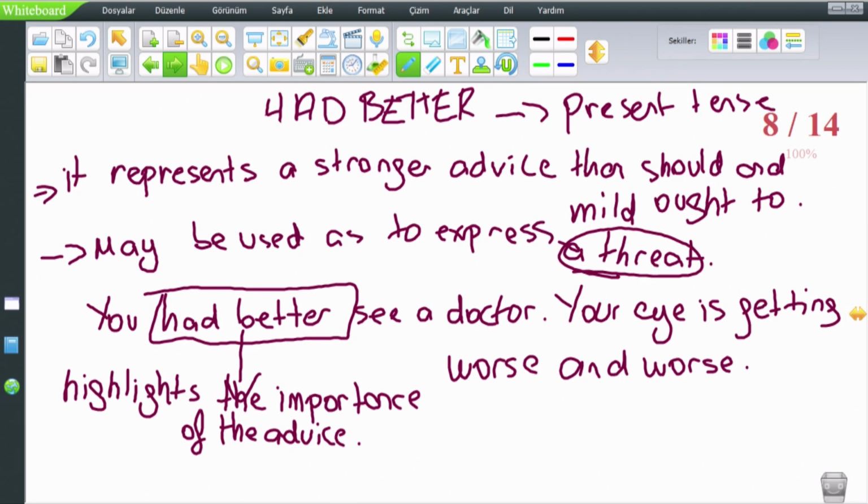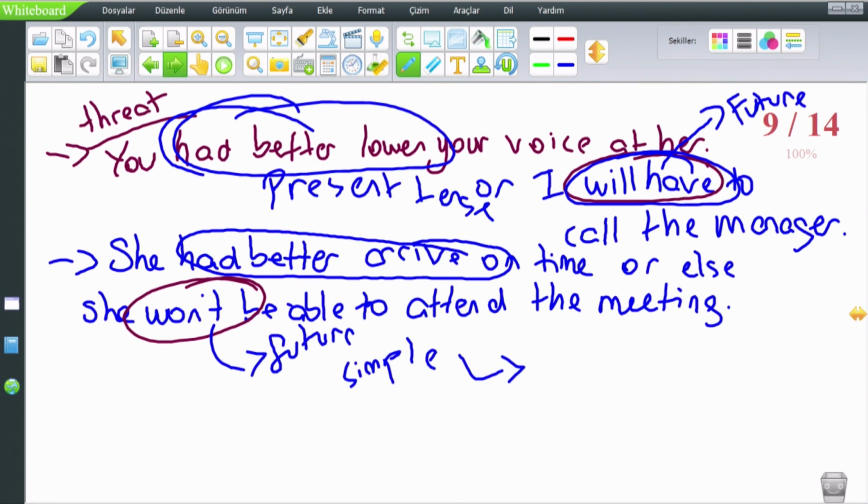And the grammatical structure is the same. Since it's the same, you have to understand it from the meaning. In this one, you can understand that this is an advice. I have proof, and this is something that has to be done. A threat example: you had better lower your voice at her or I will have to call the manager.